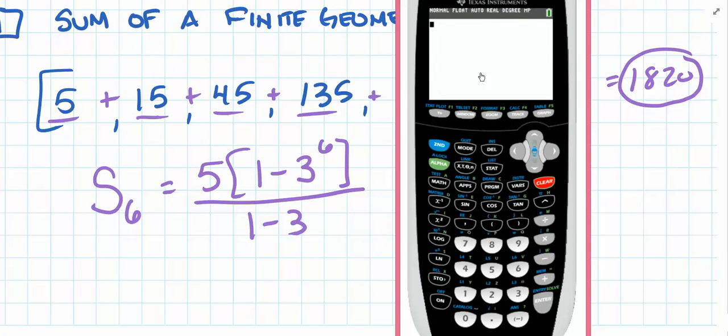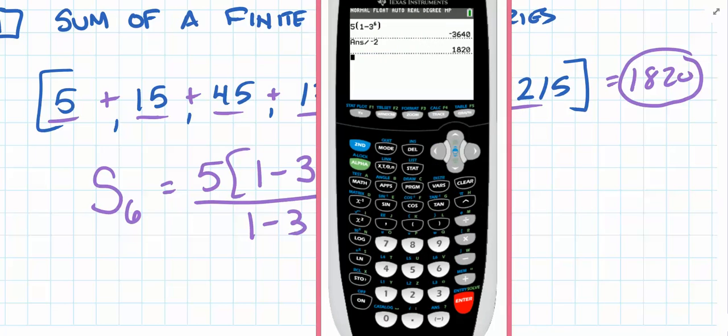On the calculator, I'm going to do 5, parentheses, 1 minus 3 to the, what power do I have? 6, right? Okay, good. Bring my calculator down. And then get my answer. I'm going to divide that by what number? Wow, oh my gosh, divided by -2. No way, is that really the same thing? Ha! 1820. Whoa, look at that. That is amazing, right? Okay.